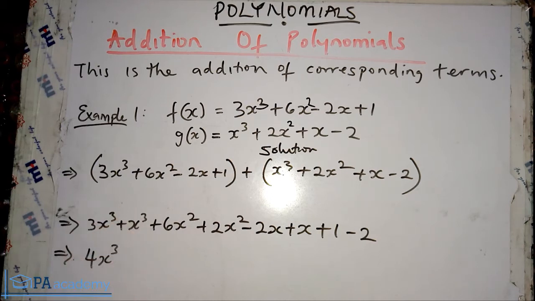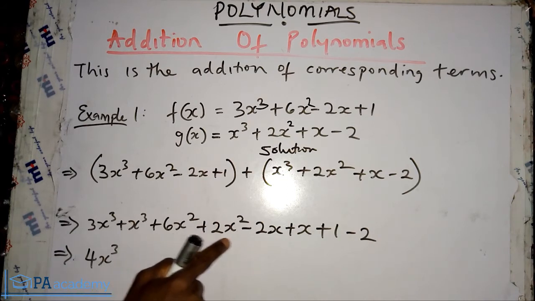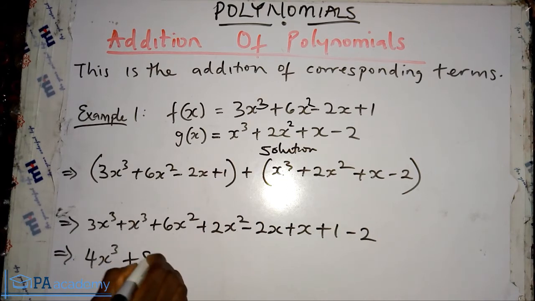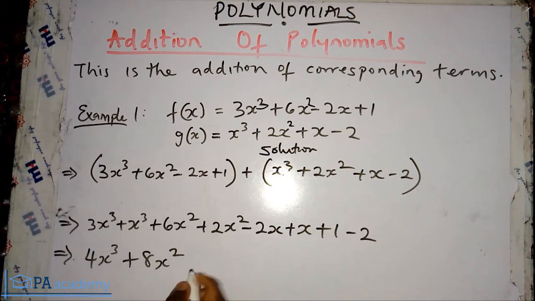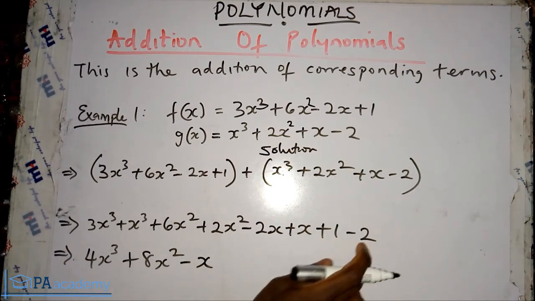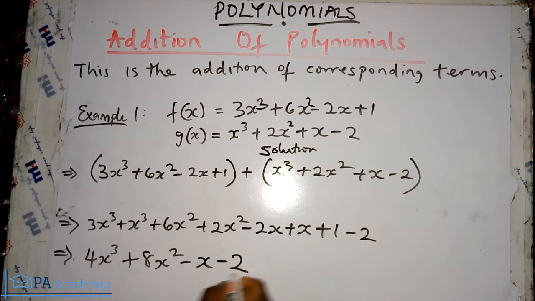So let's look at the next one. Plus 6x squared plus 2x squared. That will give us plus 8x squared. Let's look at the next one. Minus 2x plus x. That will give us minus x. Then plus 1 minus 2. That will give us minus 1. And this is our answer.